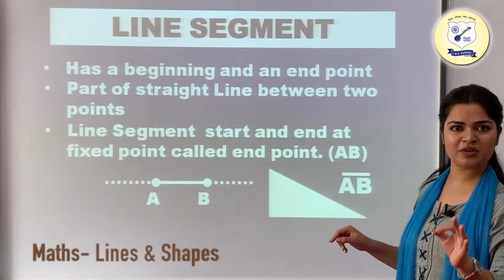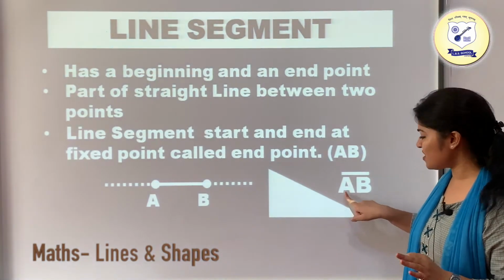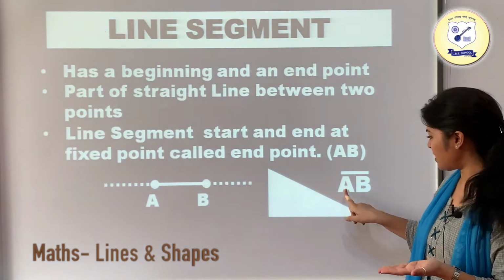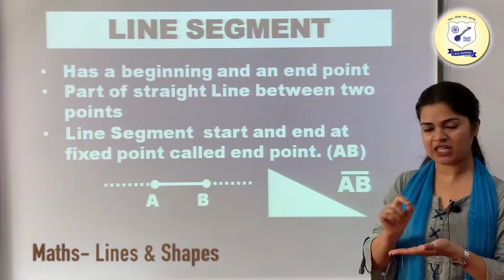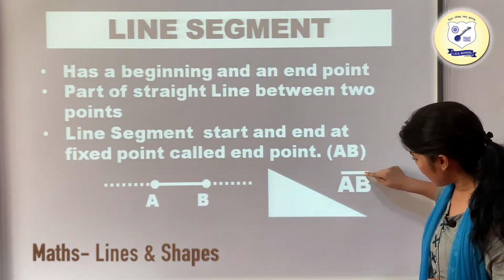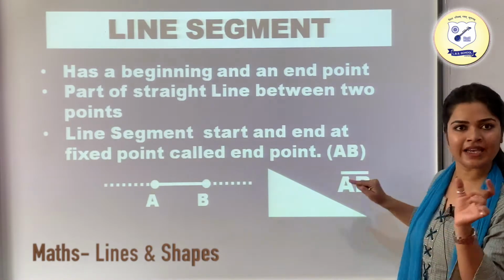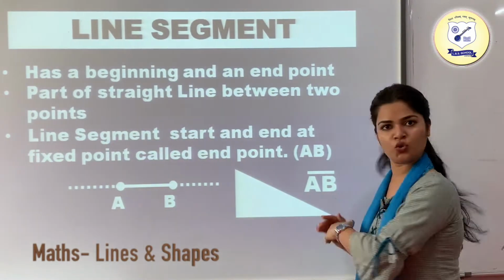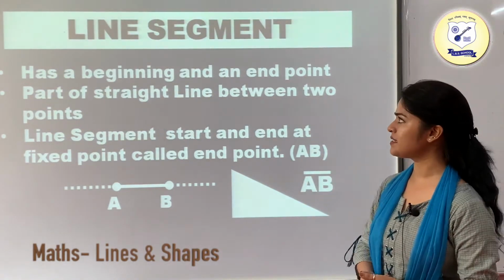When you are representing a line segment, we just write the alphabet from where it started. It started from point A, so I have written A, and it ended at point B, so I have written B. And as you can see, I just drew a line over it. I haven't put any arrows at the termination points of these 2 lines. So this is your line segment.